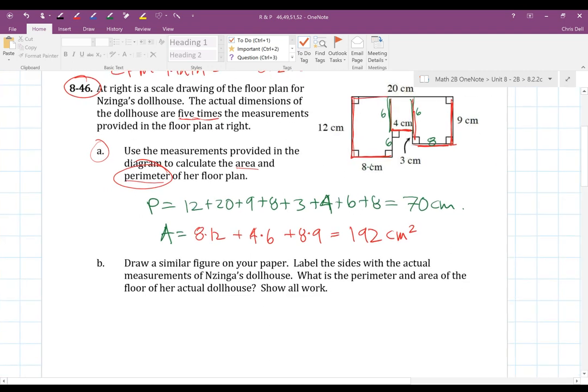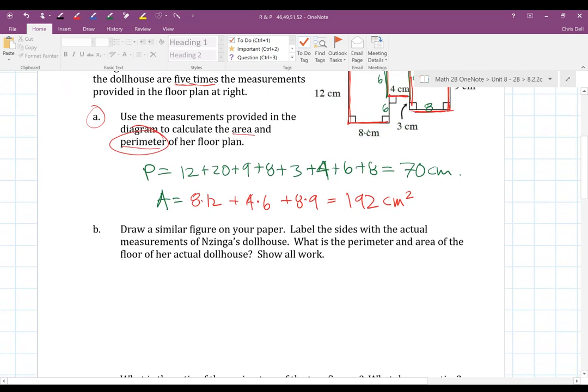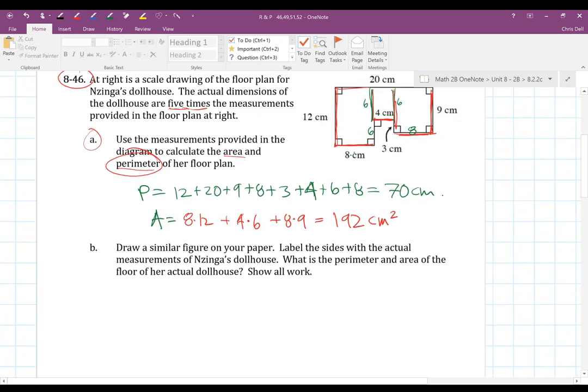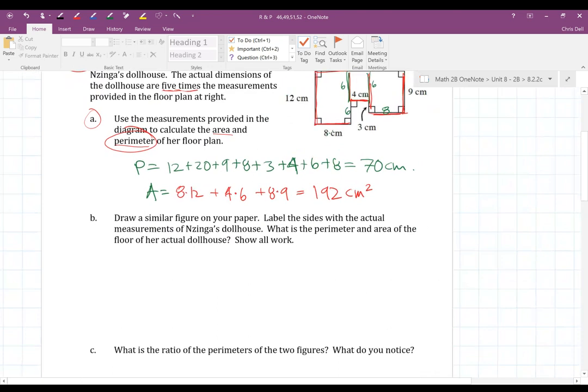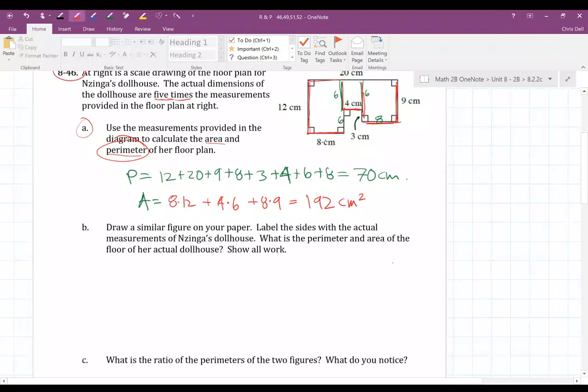So now part B says, draw a similar figure on your paper, label the sides with the actual measurements, right? So we knew that it was 5 times the amount. So let's see if I can do that real quick here. So I'm going to just do another scale drawing. Another drawing, but this time I'll label the side lengths 5 times.